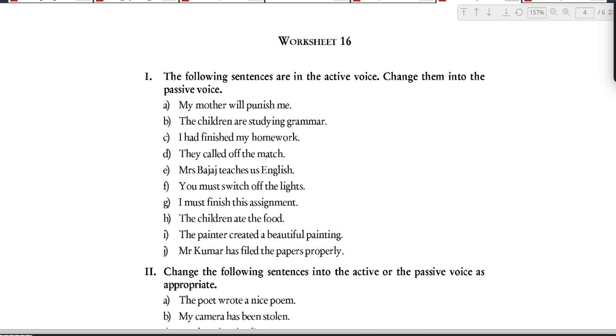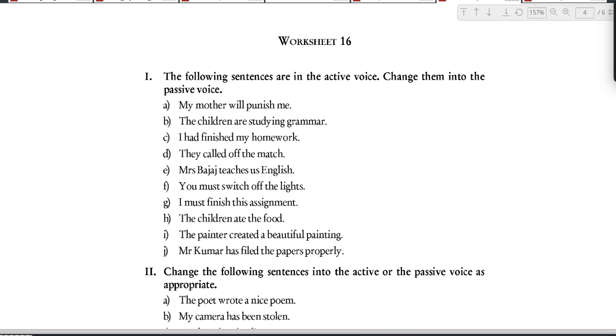I must finish this assignment. This assignment must be finished by me. Very good. The children ate the food. The food was eaten by the children. Was eaten, yes.